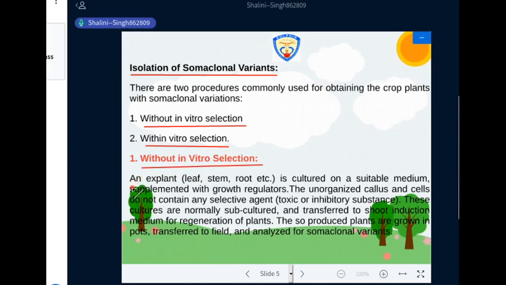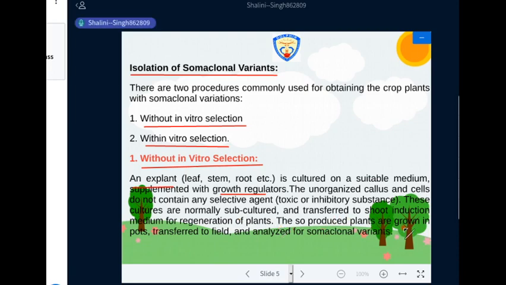In this case, an explant, which may be any part of the plant that we take to start our experiment, such as leaf, stem, root, etc., is cultured on a suitable nutrition medium supplemented with required growth regulators. The unorganized callus cells do not contain any selective agent here. These cultures are normally subcultured and transferred to shoot induction medium, that is the medium for regeneration of plants.